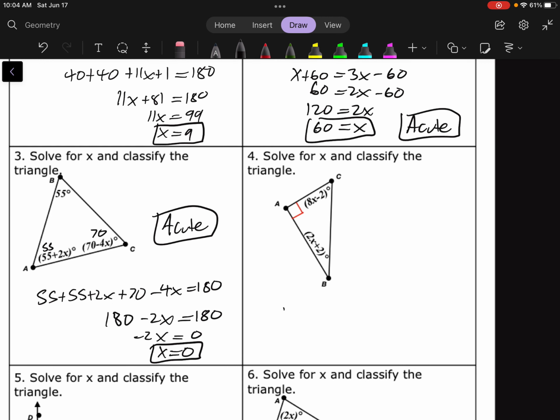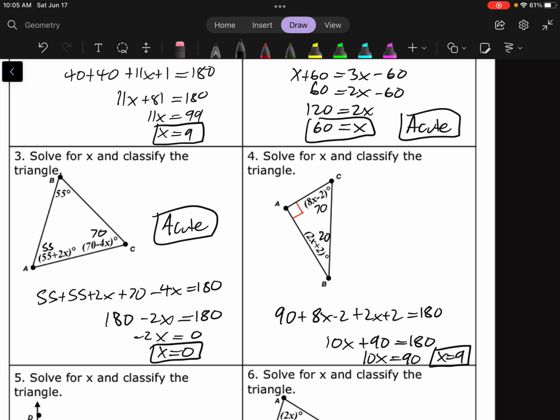Over here, let's solve for x. We've got a 90, don't forget about that 90. 8x minus 2 and a 2x plus 2, all equal to 180. 8x and 2x is 10x. 90 minus 2 plus 2 is just 90. Subtract the 90, we get 10x is equal to 90, so x is 9. I'm plugging that back in. 2 times 9 is 18, plus 2 is 20. 8 times 9 is 72, minus 2 is 70. 70 and 20 and 90 do equal 180, so that's good. And we have a right angle, so this is a right triangle.